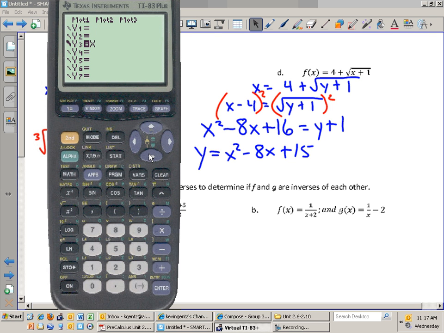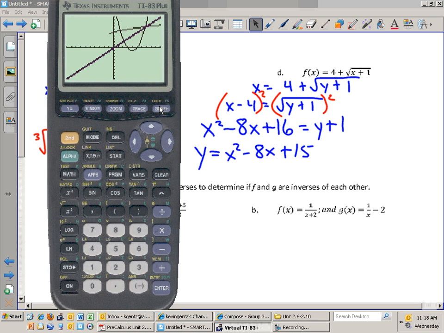So I'll leave my line y equals x there. I'm going to type in 4 plus the square root of x plus 1. And then below that, x squared minus 8x plus 15. When I graph this, watch what happens. That's my square root function. That's my parabola. That's my line.